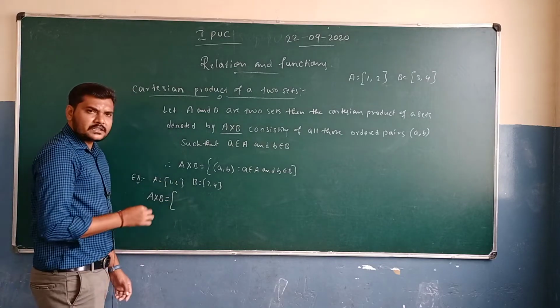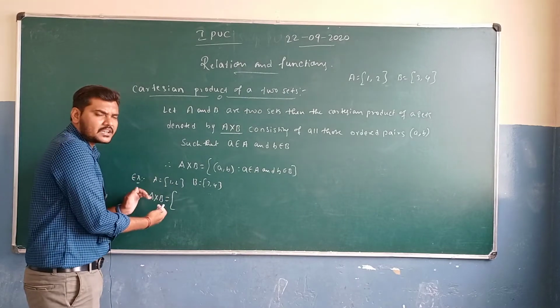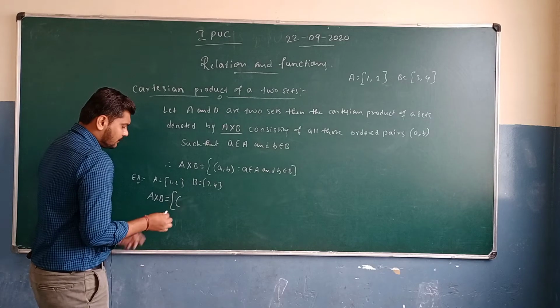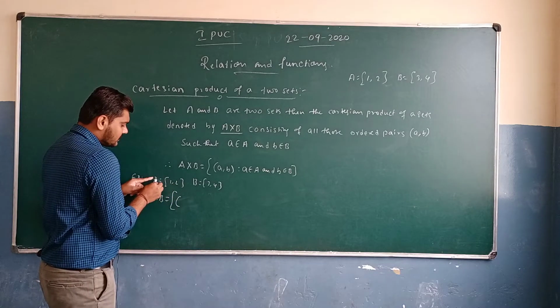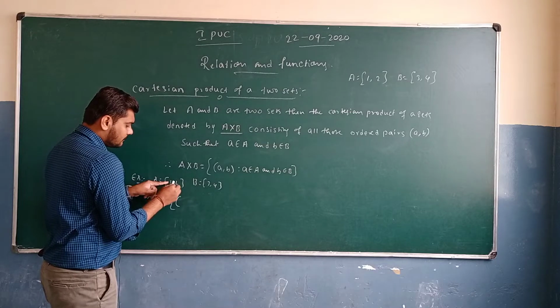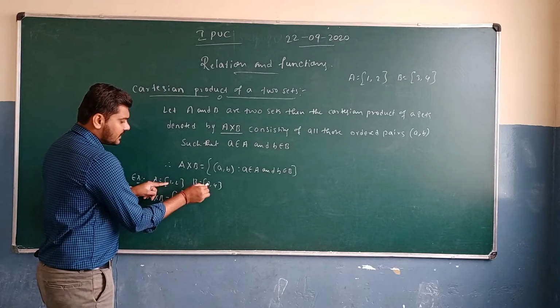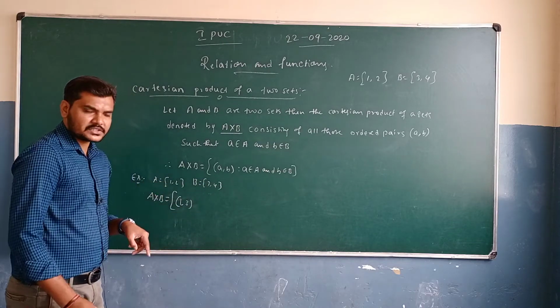So we are opening the bracket for the set A cross B, the Cartesian product A cross B. So the elements are going to be, first, the first element from the set A. Here in set A I am taking the first element, so that's going to be 1 comma. Here again I took the first element in set B. So 1 comma 3, that's going to be the first ordered pair.